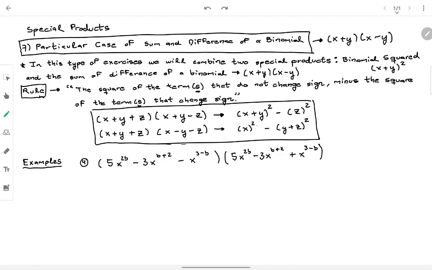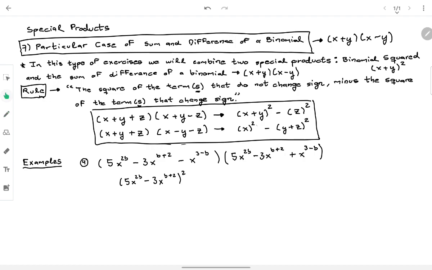So let's see this particular case when we have letters as exponents. Don't worry, it's the same. In this case, remember, it's those that do not change sign squared. But check the one that doesn't change sign. It has one positive and one negative. So we need to leave it like that. So it will be 5x to the 2b minus 3x to the b plus 2, all of it squared.